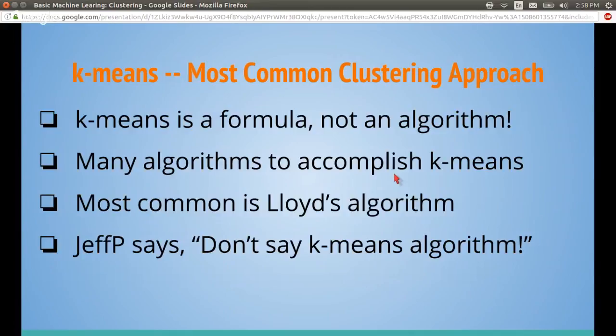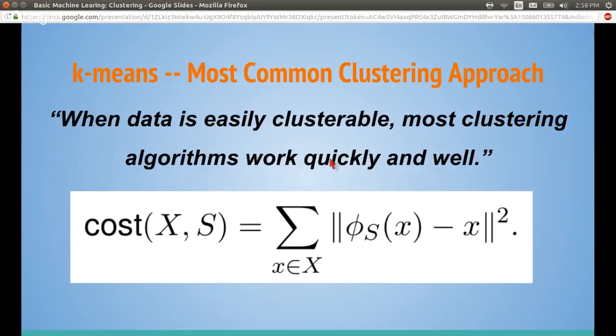And so when they say K-means, and we'll see this when I start showing some code pretty soon, it's actually a family of algorithms. It's not a single algorithm. It's a way of classifying data or clustering data. So in his little document there, Jeff Phillips says don't say K-means algorithm. So I thought I'd pass that along.